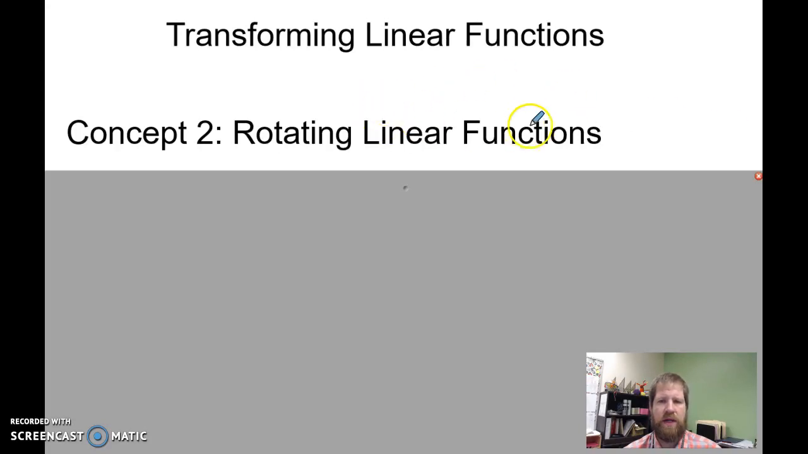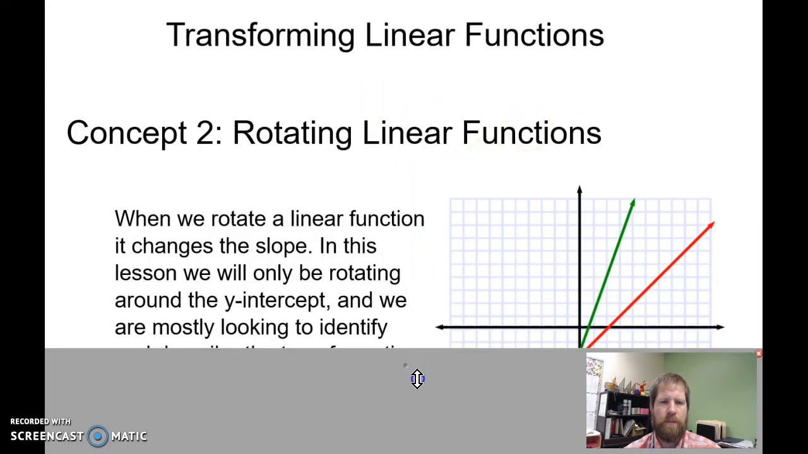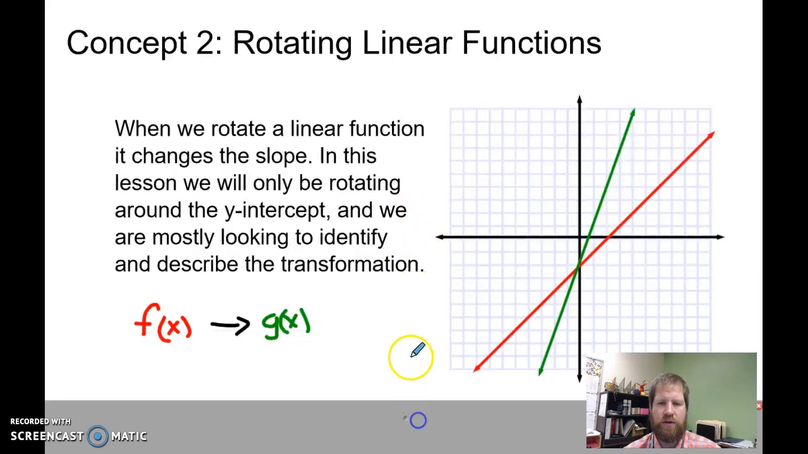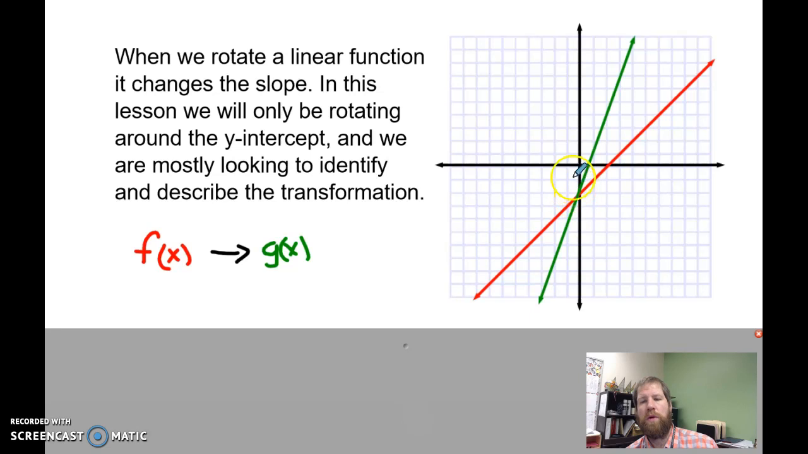Concept 2, rotating linear functions. So when we are rotating linear functions, we're going to be changing the slope. And in this lesson, in our book, we're only going to be rotating around the y-intercept. Okay, we're not going to rotate a line around a different point. It's just going to be the y-intercept off in the origin.